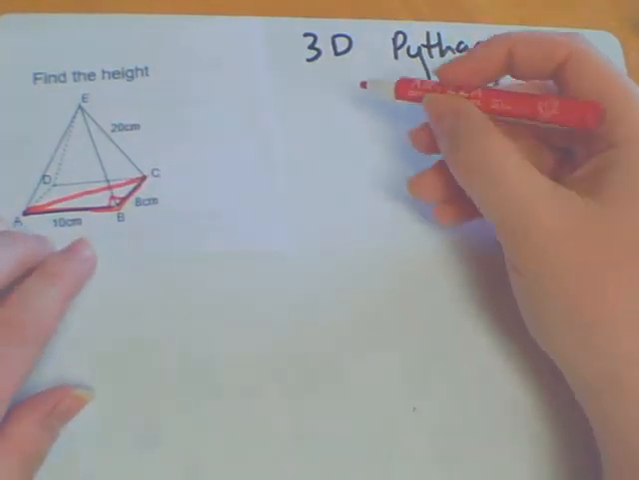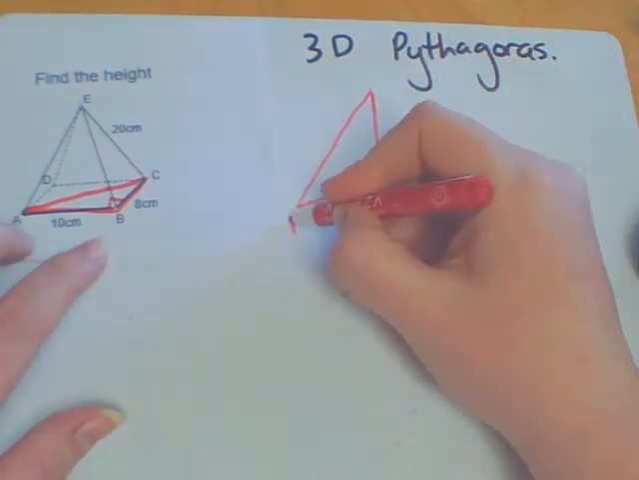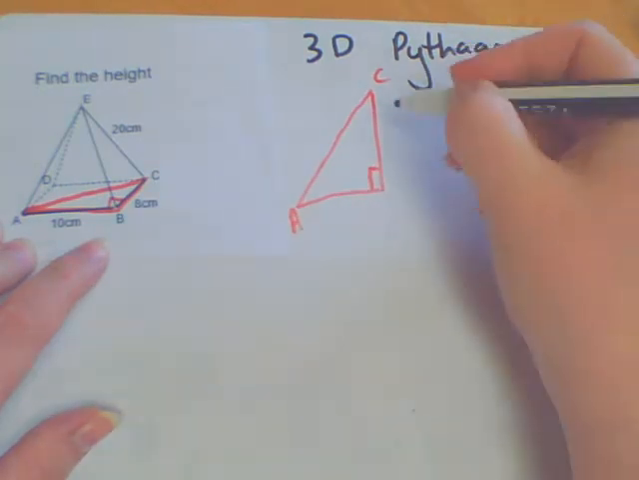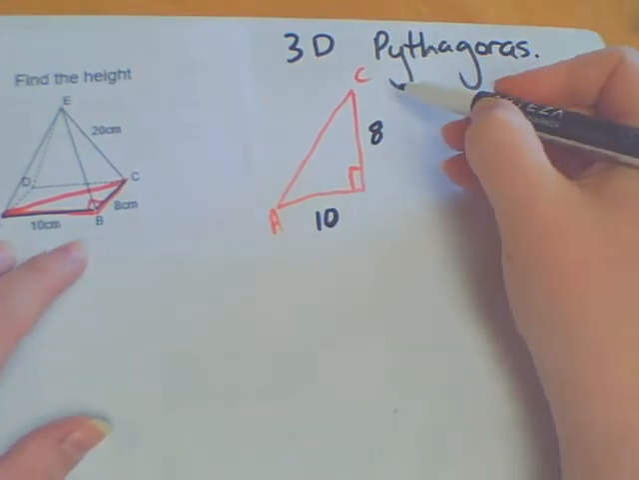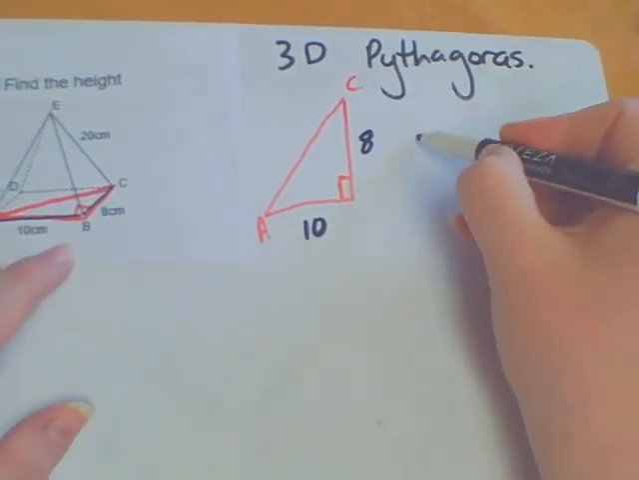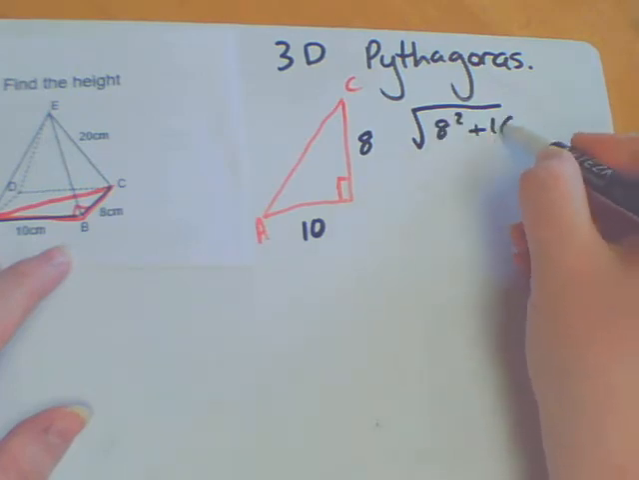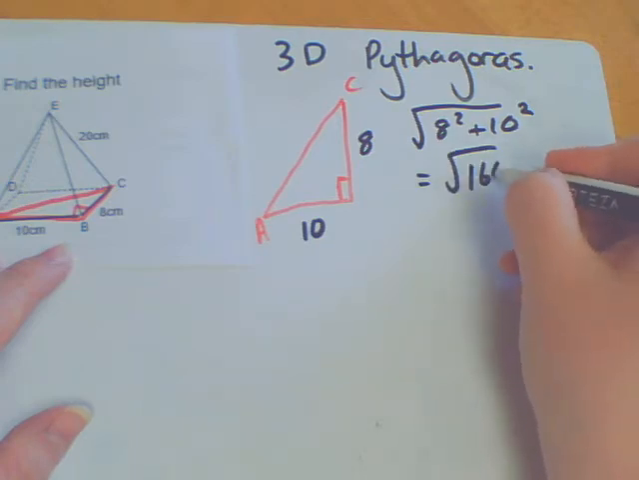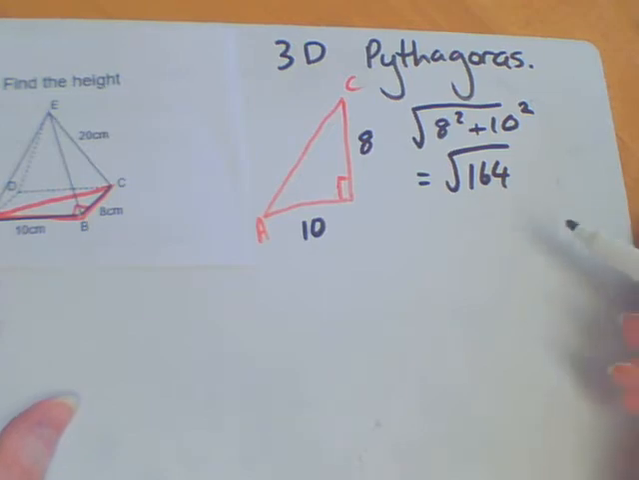So if I was to draw that out like we did last time, the triangle I've got to work out the length of A to C is a length of 8 and a length of 10. So using our basic Pythagoras, we're going to do the square root of 8 squared plus 10 squared, which is going to give me the root of 164. I could simplify that, I could turn it into a decimal, but I'm going to leave it like that for now.